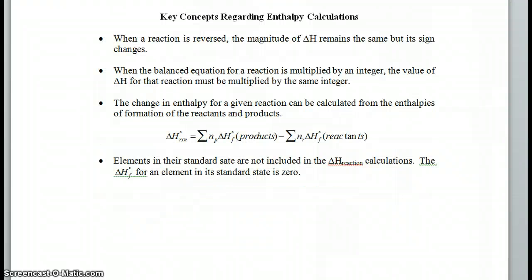Okay, and then what we have at the bottom is actually just a summary of what we've already talked about. So if you reverse a reaction, then the magnitude of delta H remains the same, but you negate it. Okay, if you multiply the equation by an integer, the delta H also gets multiplied by that integer. Okay, and then given that you have the enthalpies of formation, you can just do delta H of the products minus that of the reactants, multiplying each compound by its coefficient. Okay, and then elements in their standard state are not included because their value is just 0.